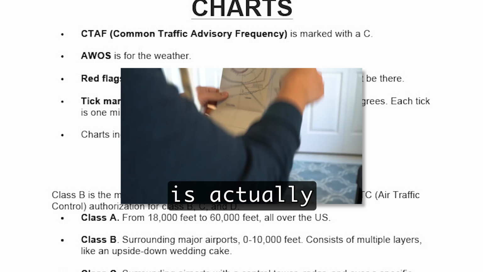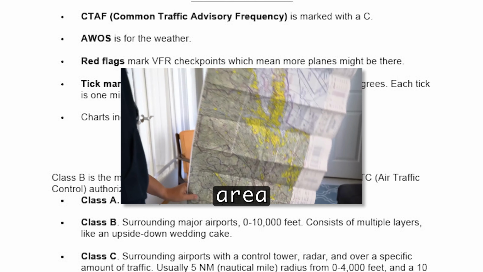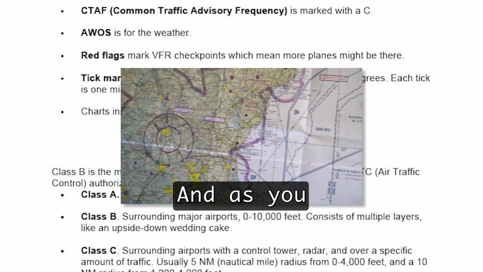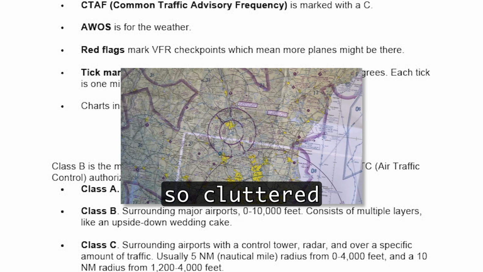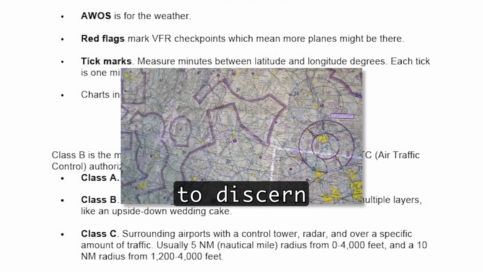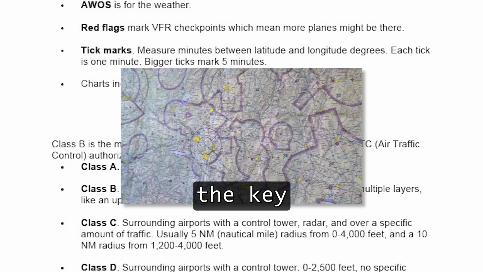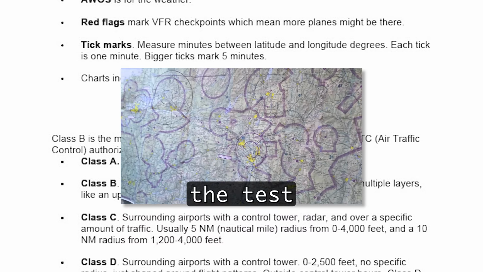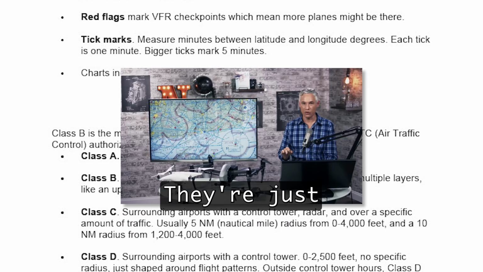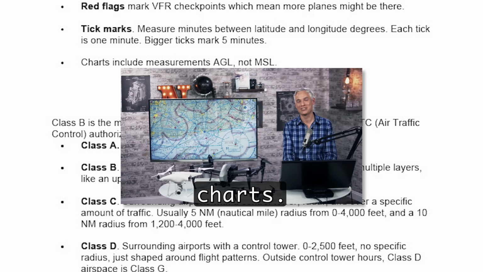The sectional chart is actually a really big, massive, and scary piece of paper. We have one for this area, and it's absolutely huge. And as you look at it, it is so cluttered with information that it's almost impossible to discern what the hell is going on. And that is the key challenge in this part of the test, is just discerning their really old and terribly formatted sectional charts.